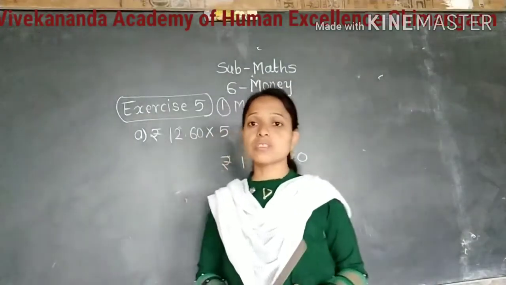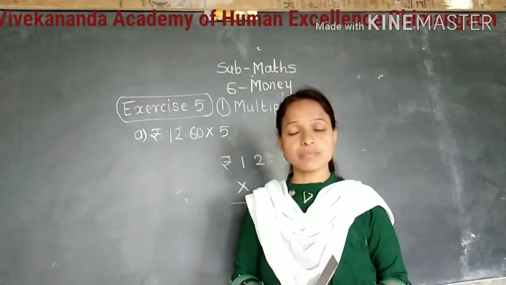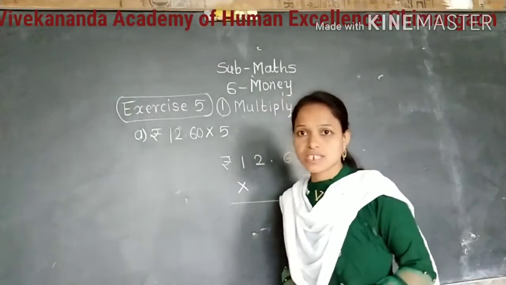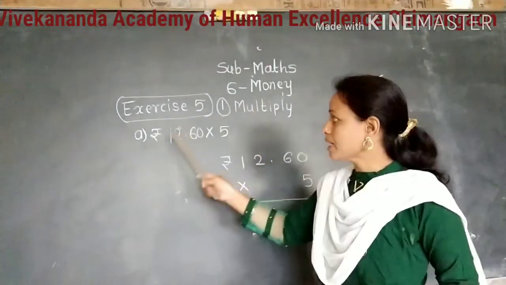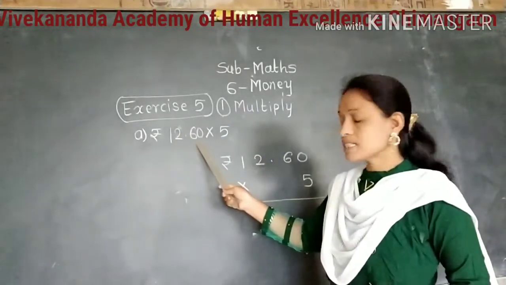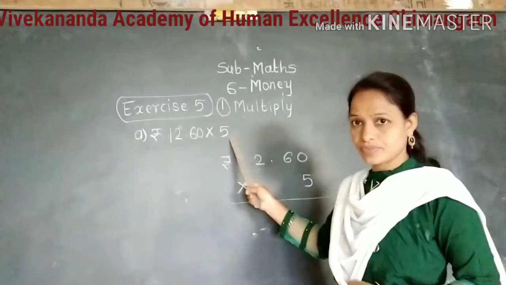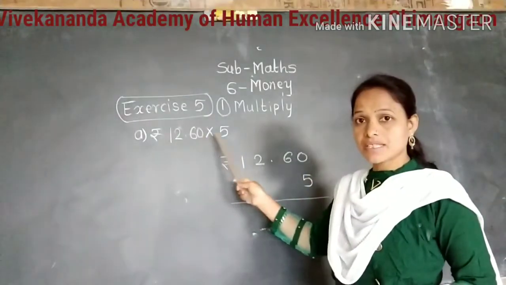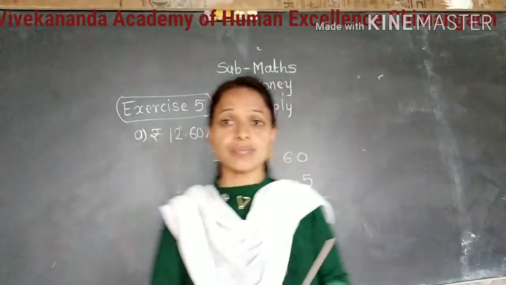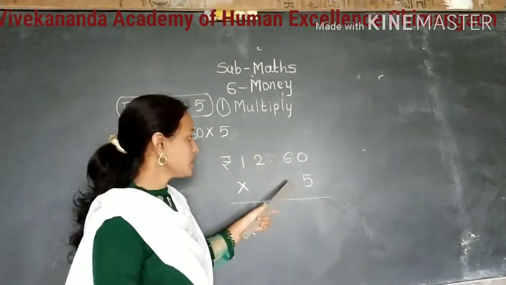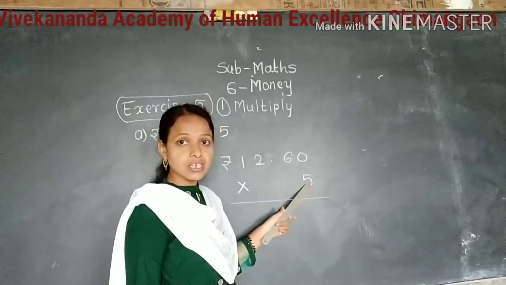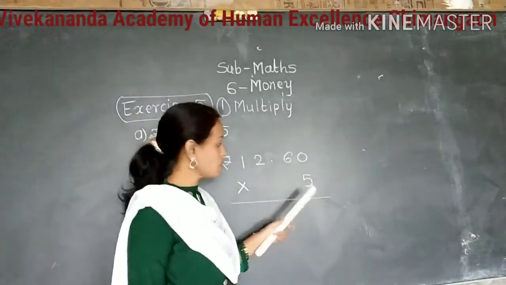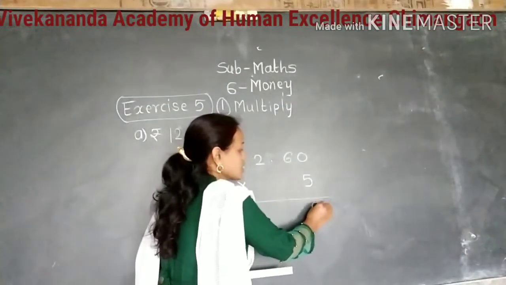Students, now we will solve exercise 5, which is based on multiplication of money by a whole number. So see the first example. Multiply 12 rupees 60 paise by 5. Okay. First we multiply 0 by 5. You have learned that when you multiply 0 by any number, we get product 0. So here the product will be 0.